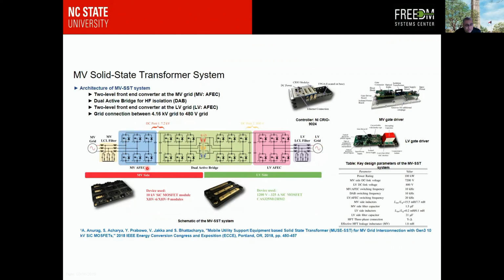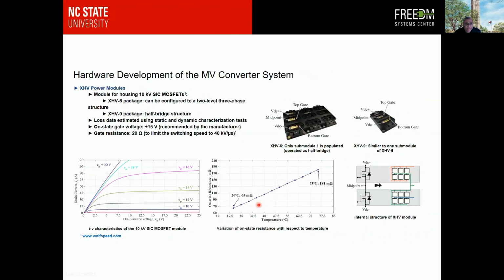So coming back to this project, the solid state transformer, this is what we implemented, where again, we use the 10 kV MOSFETs in a very simple 2-level converter for the AFE and for the 3-phase dual active bridge. And again, 1200 volt devices on the low voltage side. We developed the medium voltage gate driver for this MOSFET. We also developed the low voltage side gate driver. And this is controlled by an industrial controller, which is an NI compact RIO. Here are the specs of the system, at 100 kilowatt, 7.2 kV DC bus.